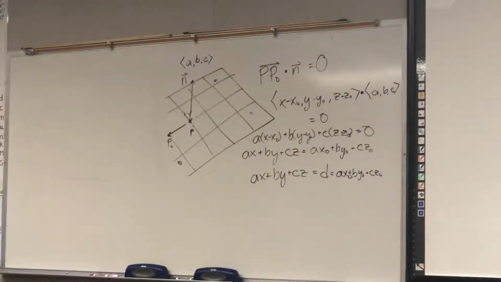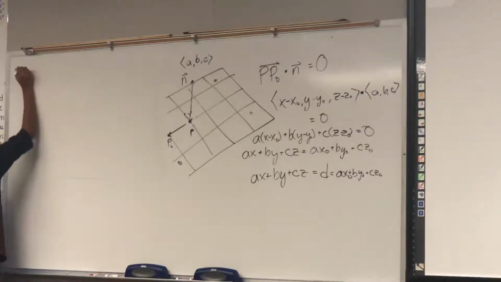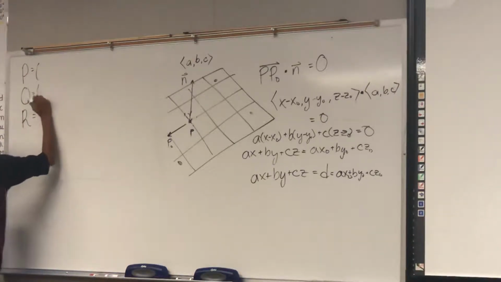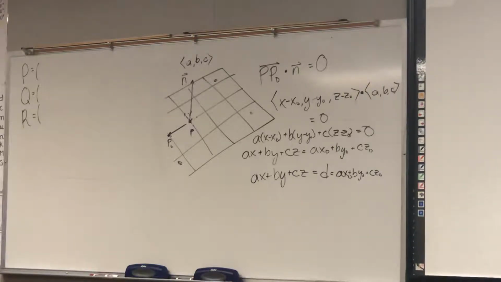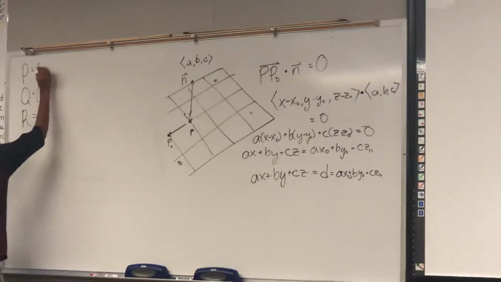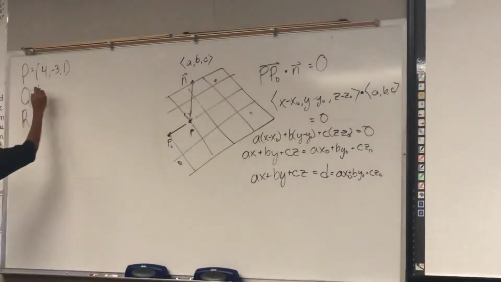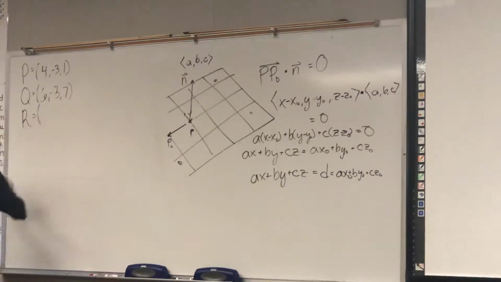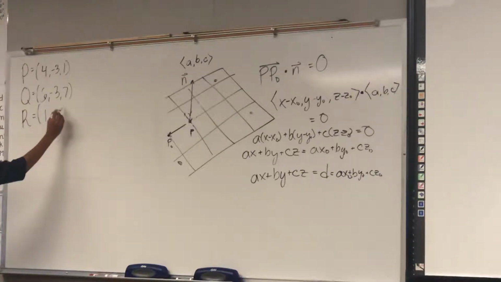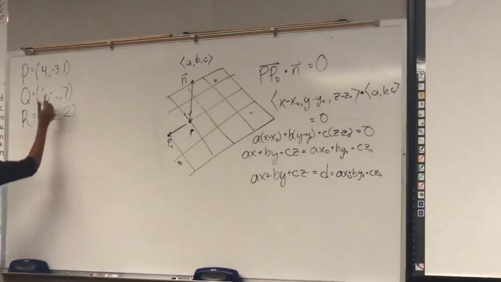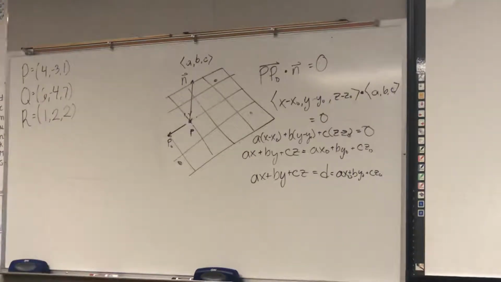What if I told you there's a plane with points P, Q, and R with coordinates of 4, -3, 1 for point P, 6, -3, 7 for point Q, and R has coordinates 1, 2, 2. My mistake. This is supposed to be -4 for the y component of point Q. Do you have any idea how to convert that information into what we have so far?